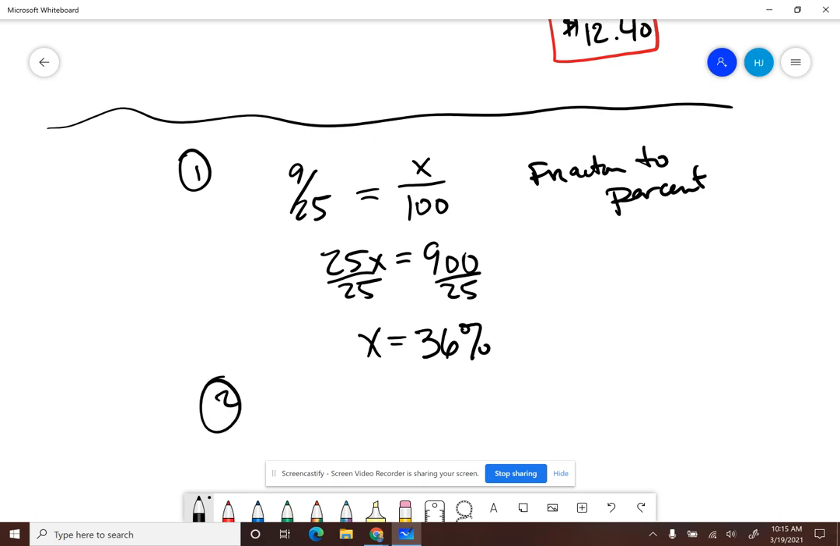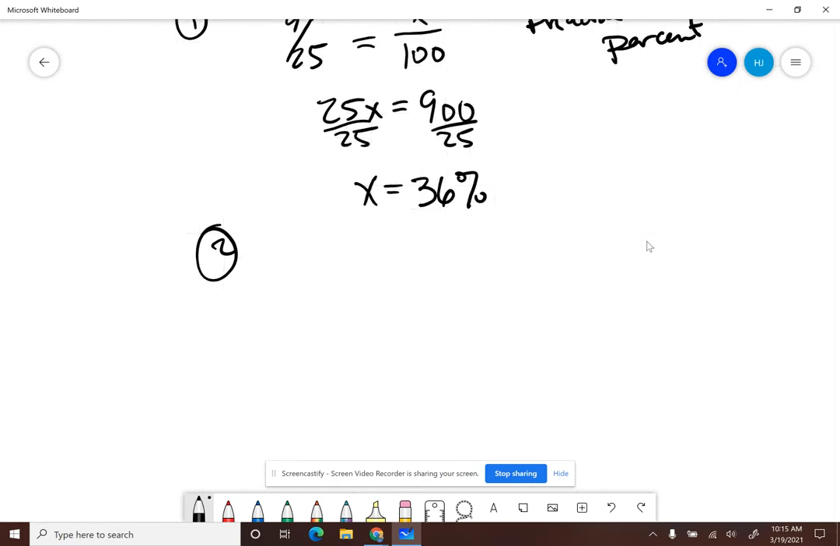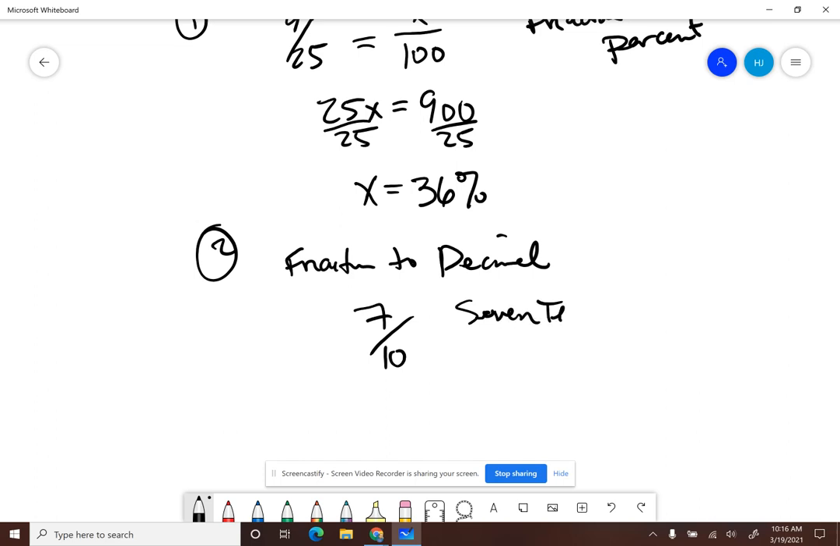Okay, so let's look at number 2. Number 2 is from a fraction to a decimal. Let's see how we read this, okay? Some people will just say 7/10, but let's actually think about what this is. This is 7/10. So how would I write 7/10 as a decimal?